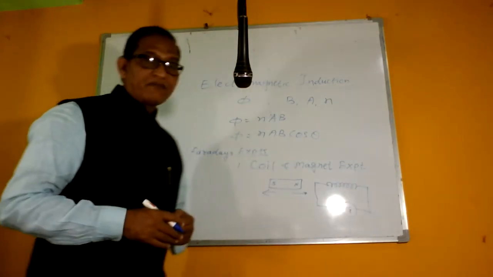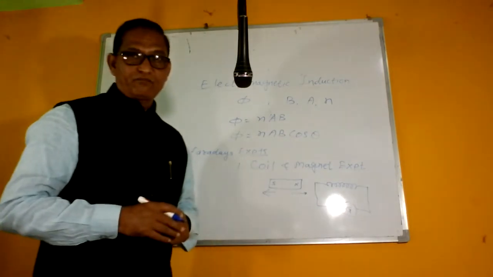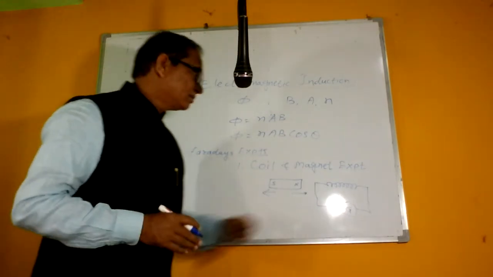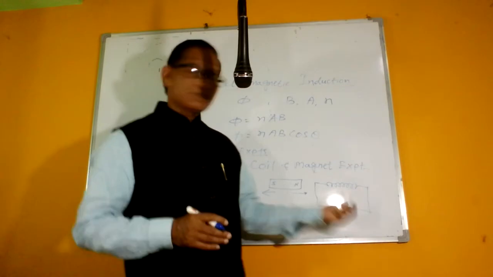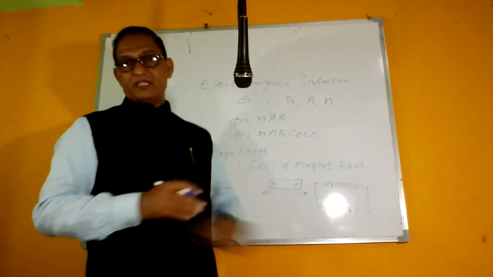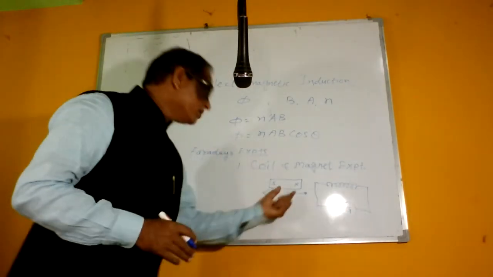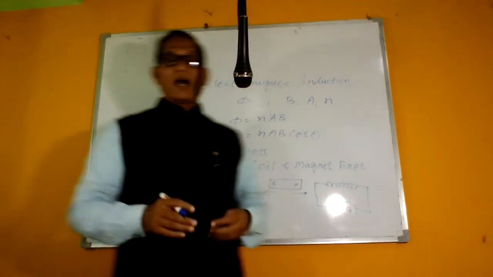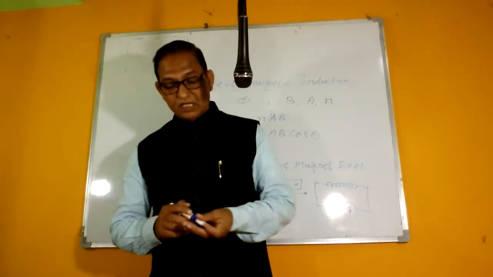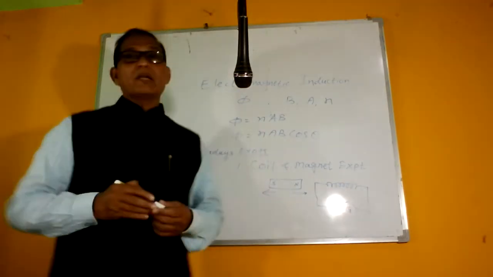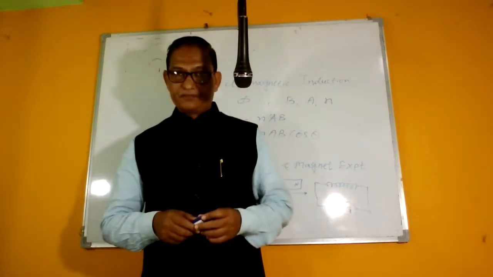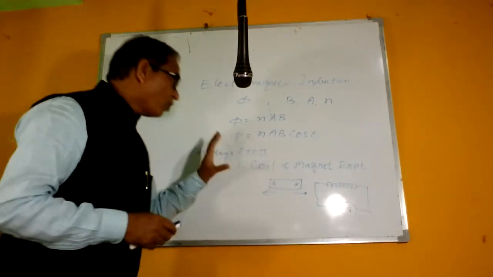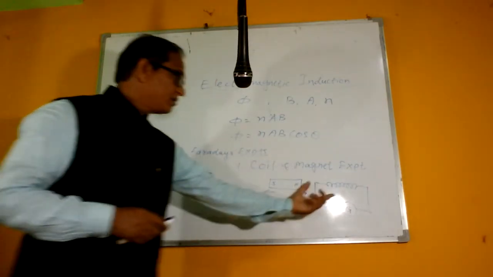If it is moved towards the coil, we find a deflection in the galvanometer, in the sense that induced EMF and induced current are developed in the coil, so we get deflection to one side. Now if the magnet is moved away from the coil, we again find a deflection in the galvanometer, but in the opposite direction.